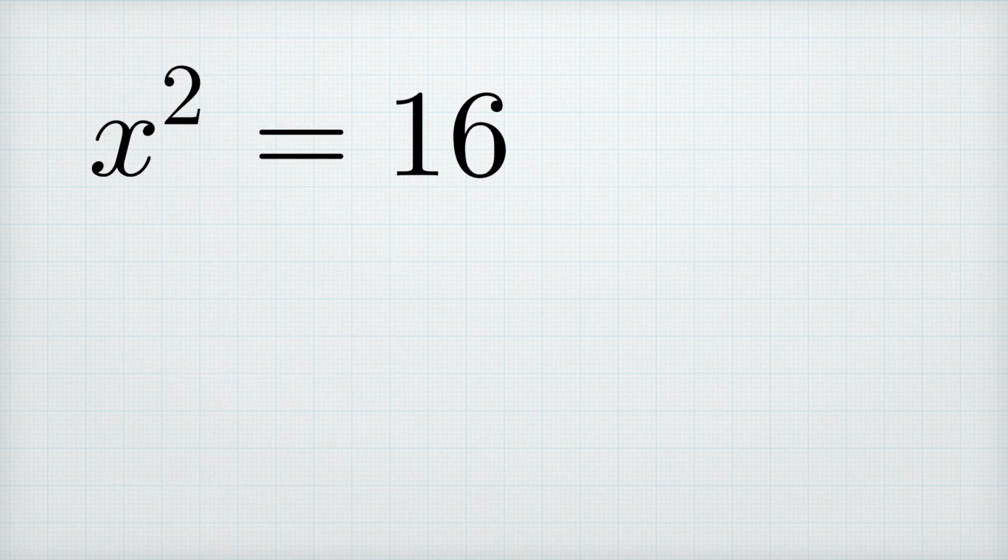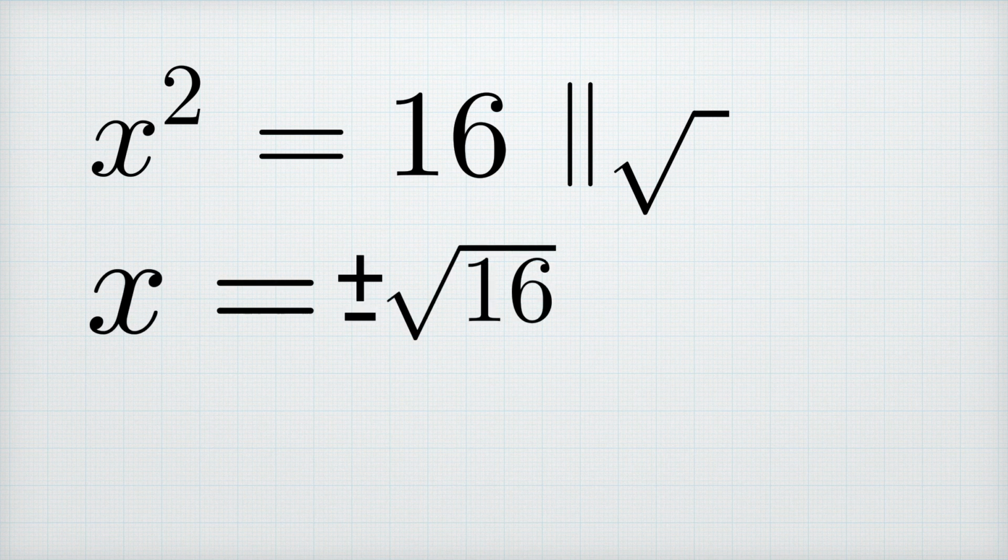Let's now look at a simple square equation. We have x squared equals 16. To solve for x, we take the square root from both sides of the equation, which removes the exponent 2, because again, the inverse operation of squaring is the square root. So we get x is plus minus the square root of 16.